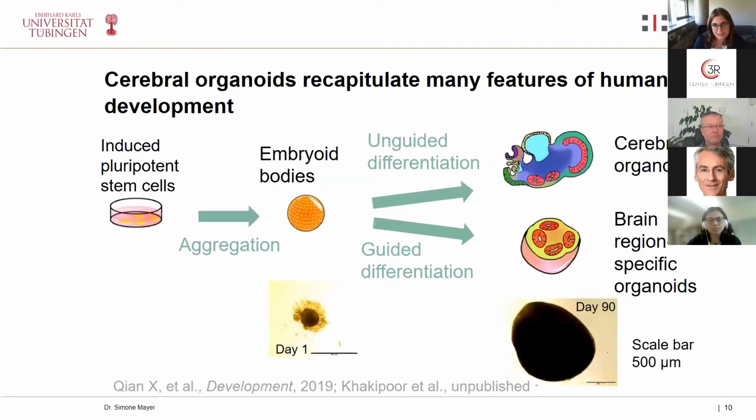And so with that, it's now been possible with this kind of approach to model different brain regions even. So we can do an unguided differentiation that will lead to organoids that have many different brain regions, or we can give specific signaling molecules into our differentiation media that will guide the formation of specific brain regions.